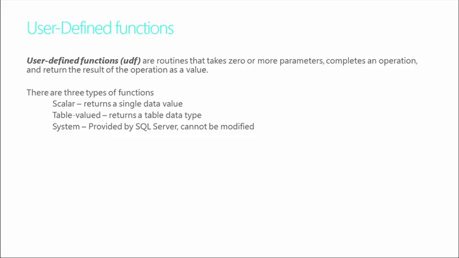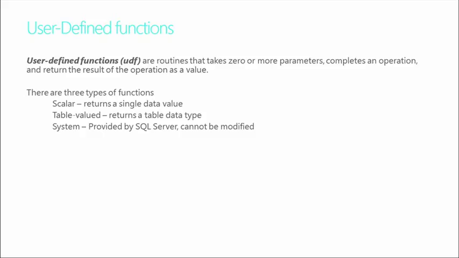But we have a scalar function, which is going to return a single value. So we're going to see, for instance, I want to know the average cost of something. So it can return that information to me. We have a table value. It returns a table data type. We're not going to see that one. I'm just listing a few things out here.